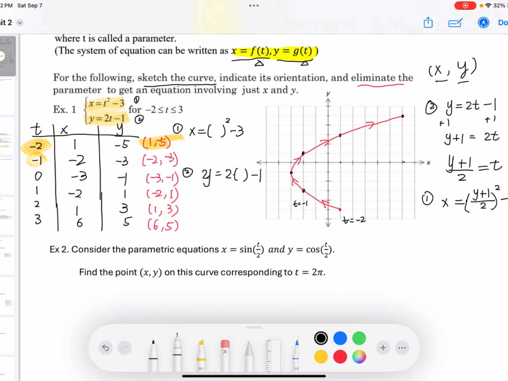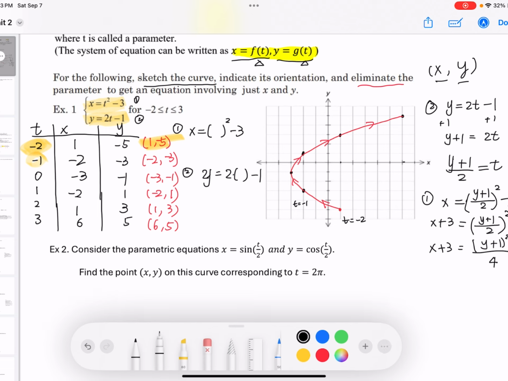We can move the 3 to the other side. We can add 3 to both sides. x plus 3 is equal to (y plus 1) squared over 2. Okay, I have a question. Can I distribute my square to the top and bottom? Yes, I can square the top and square the bottom. So x plus 3 is equal to (y plus 1) squared over 4, because 2 squared is 4.